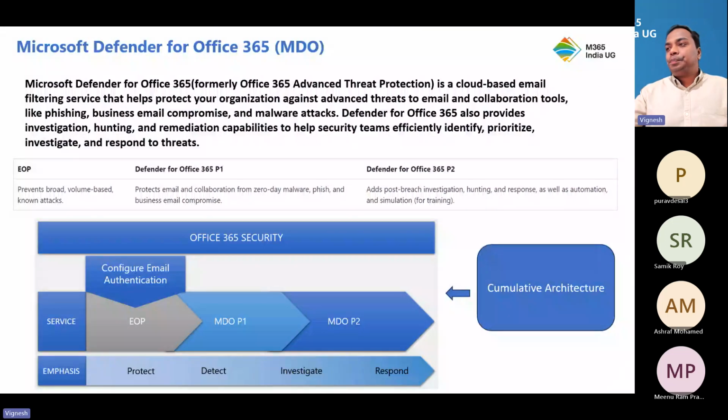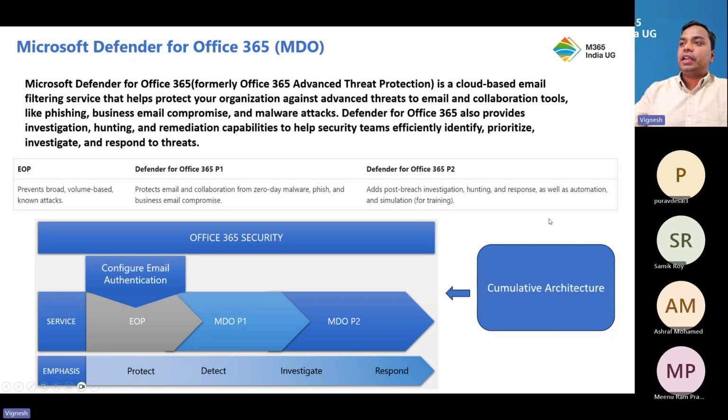All right, so when you look at this, at a very high level, when I say Defender for Office 365, it's a cloud-based email filtering service that helps to protect your organization against advanced threats to email. It's not just about email, but also the collaboration tools, right? When I say collaboration tools, it could be your SharePoint, your OneDrive, stuff that you put inside, the links that you share in Teams, and we'll be doing demos about what are the different places which the Defender for Office 365 touches, right?